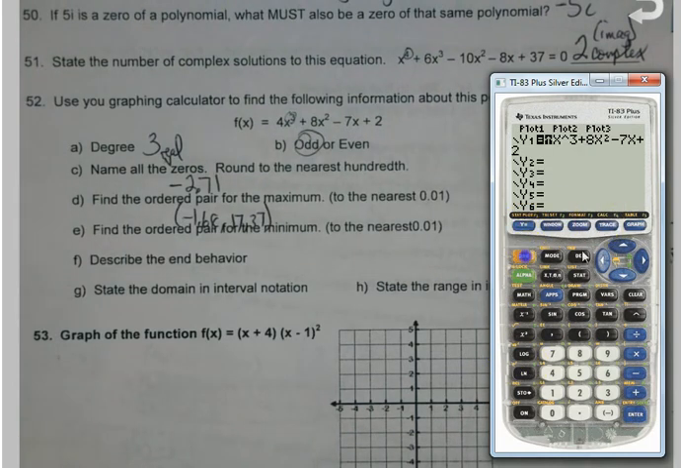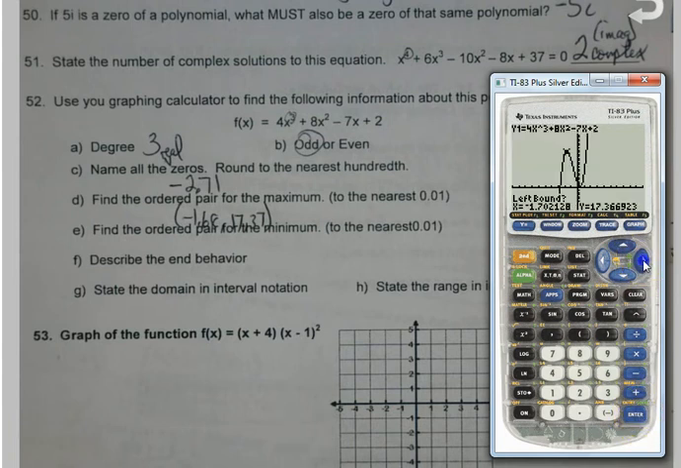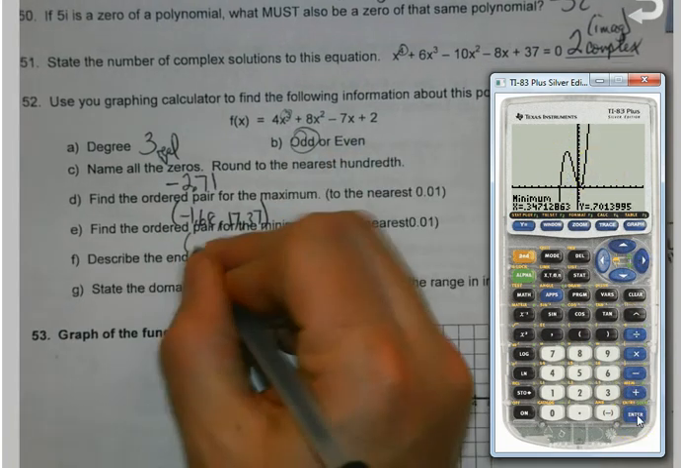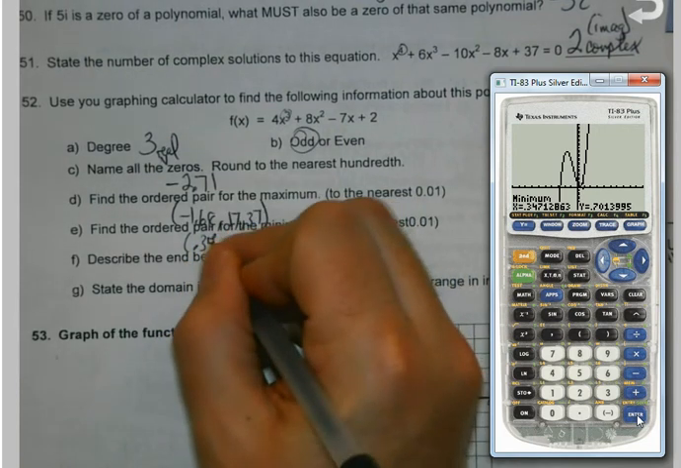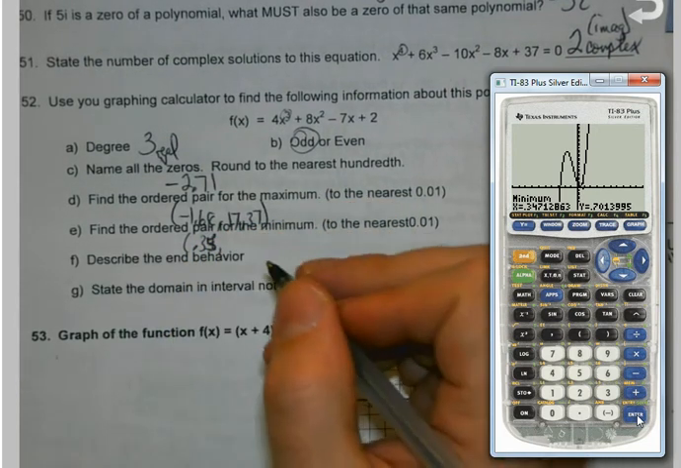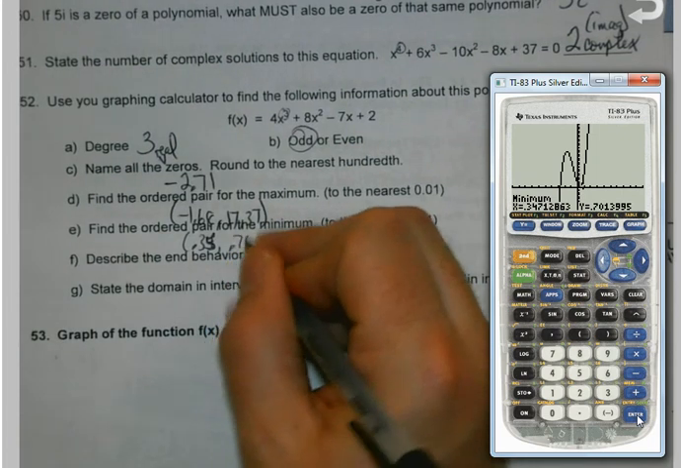Minimum, same idea. Except we just use a different part in the calculate menu. And we're looking for this guy down here at the bottom. Anywhere on the left and on the right is fine. You don't have to be the exact same places that I'm at. So 0.35, excuse me. And 0.70.